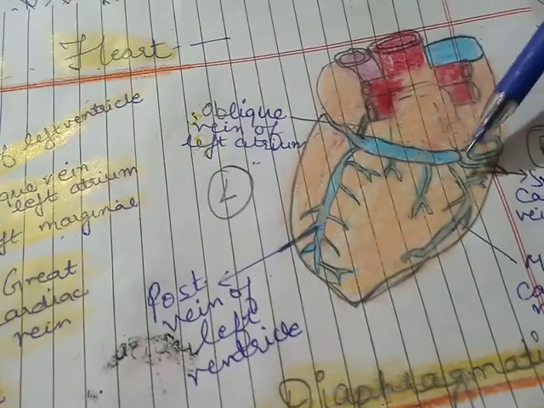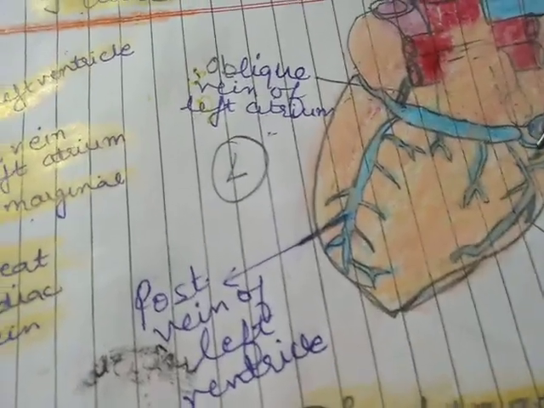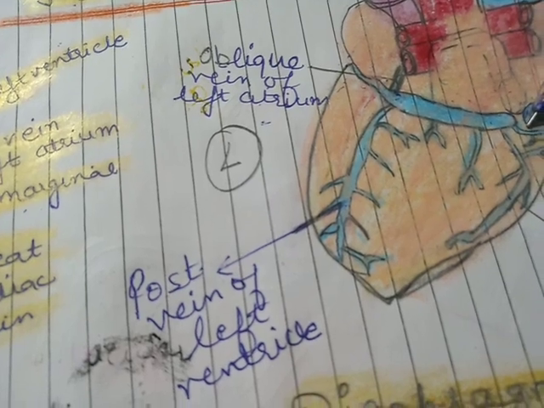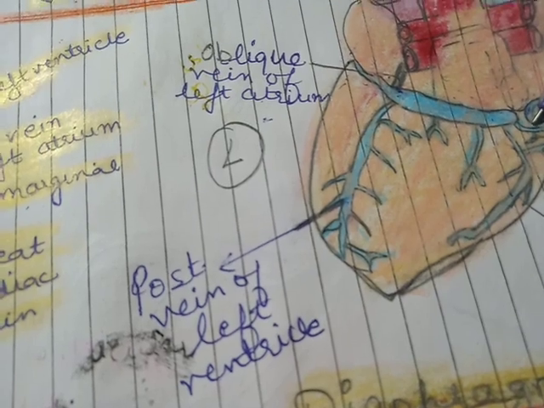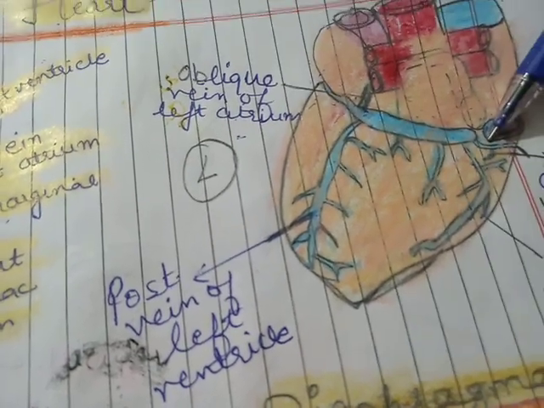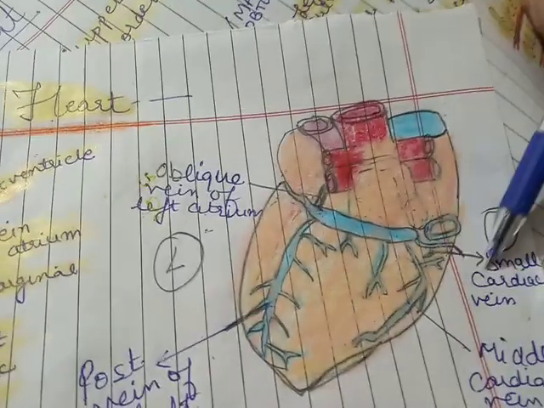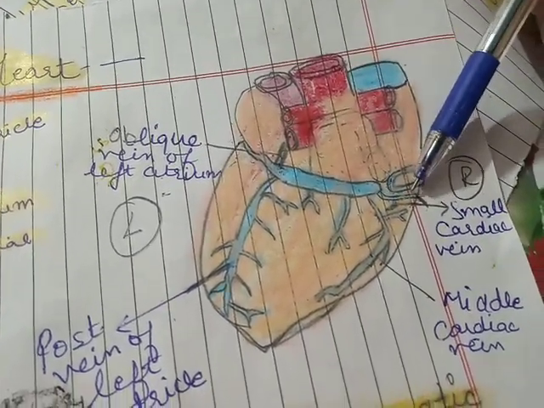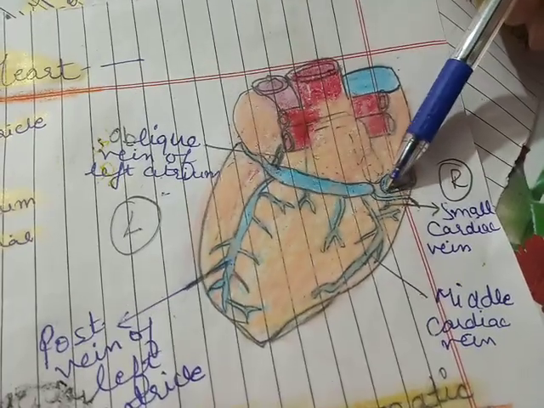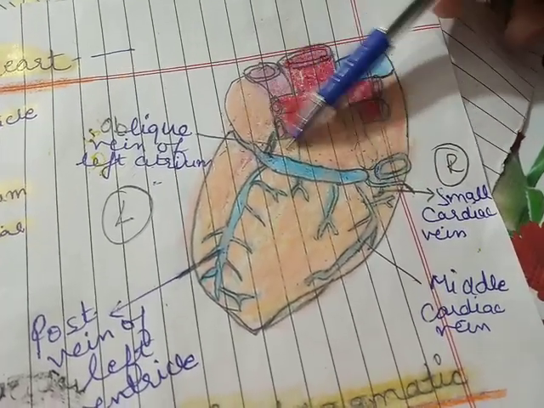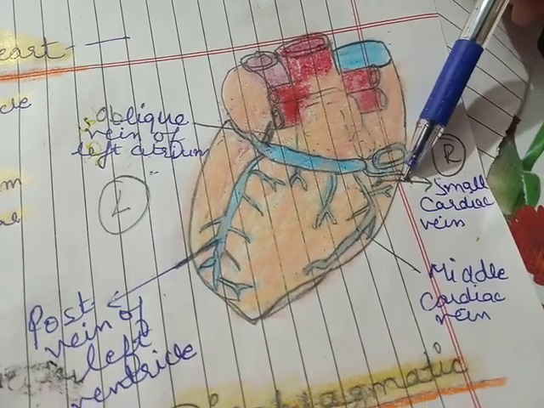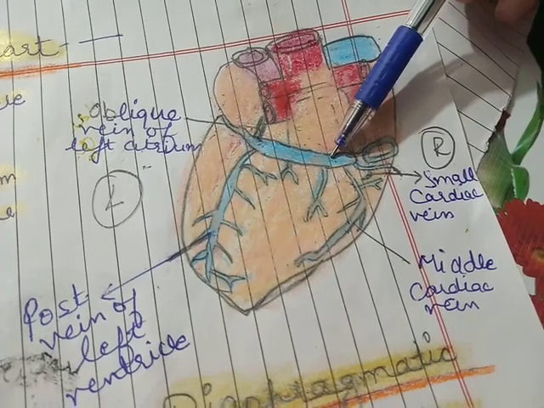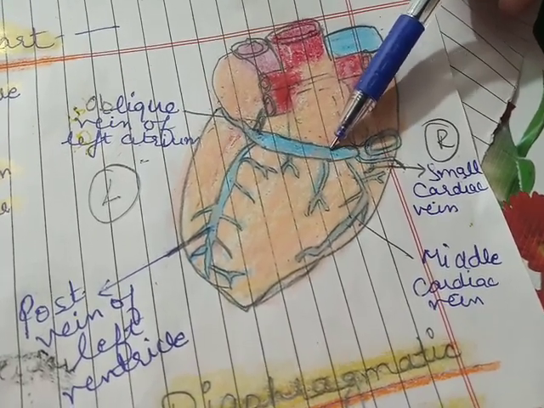The small cardiac vein, visible here, accompanies the right coronary artery in the right posterior coronary sulcus and joins the right end of the coronary sinus, right? The right marginal vein may drain into the small cardiac vein. Towards this side lies the right coronary artery, and the anastomosis of the right and left coronary arteries in the atrioventricular or coronary sulcus. So it accompanies the right coronary artery in the right posterior coronary sulcus and joins the right end of the coronary sinus.